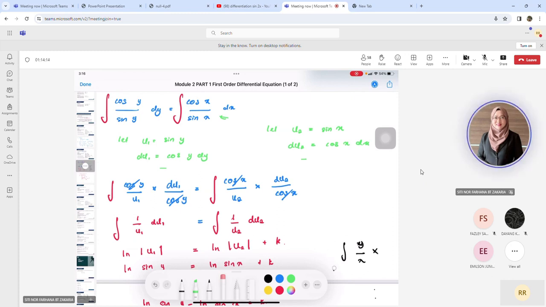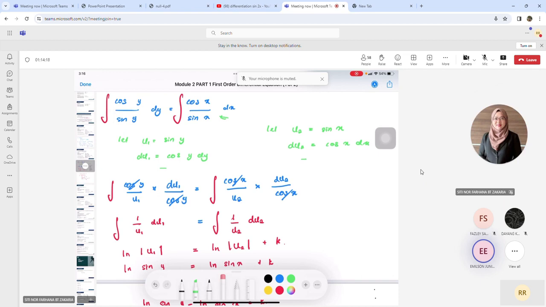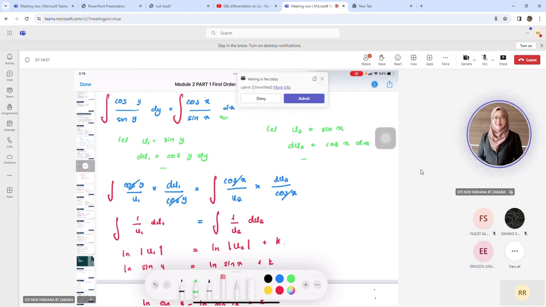Okay. Doctor, I want to understand: let u1 equal sin y and then du1 equals cos y dy. Then for the lower part, cos y over sin y times du1 over cos y. That part I want to understand. Okay. To solve this kind of integration, because you have cos y over sin y, this equation is not 1 over sin y, so the integration will not become ln, right?